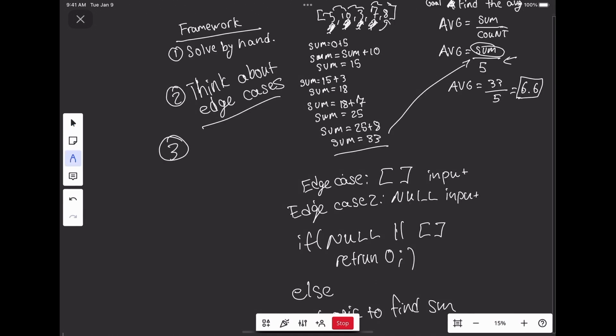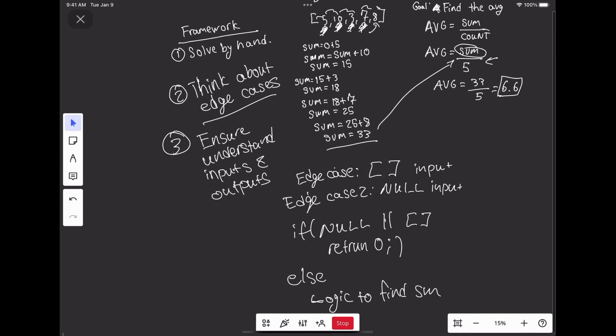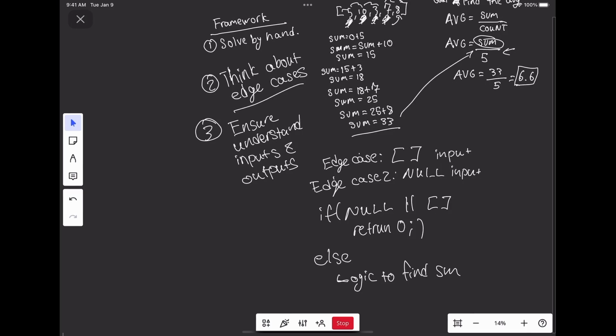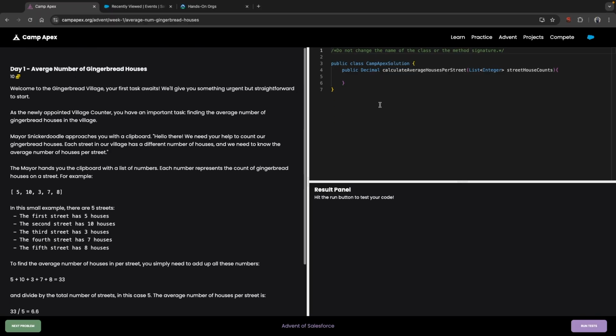Step 3, very last thing we want to do is ensure you understand inputs and outputs. This is one of the big gotchas with this problem. The tricky thing about this problem is that it expects a decimal to be returned, but you're given a list of integers. Now you're thinking, okay, what's the big deal? Well, with Apex, the division operator returns a whole number if both the numbers being divided are also whole numbers. Let me show you what I mean.